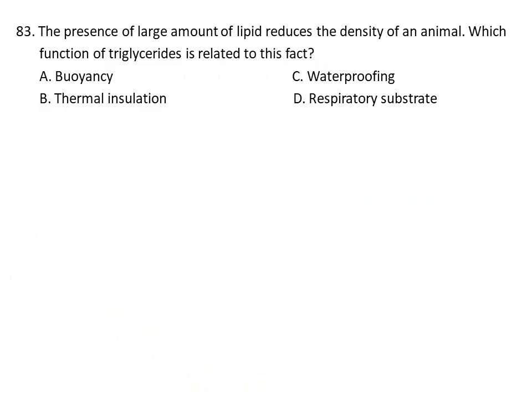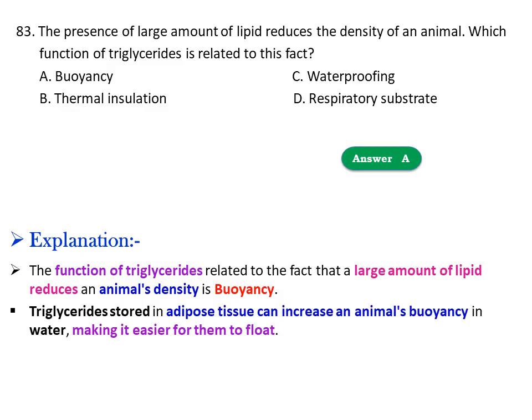Question number 83. The presence of a large amount of lipid reduces the density of an animal. Which function of the triglyceride is related to this fact? The answer will be A, buoyancy. The function of triglyceride related to the fact that a large amount of lipid reduces animal density is buoyancy. Triglycerides stored in adipose tissue can increase animal buoyancy in water, making it easier for them to float.